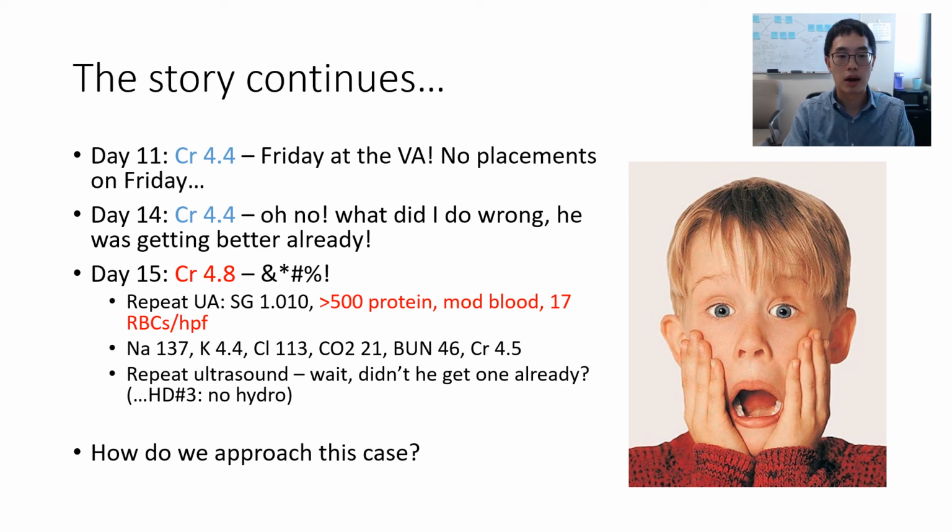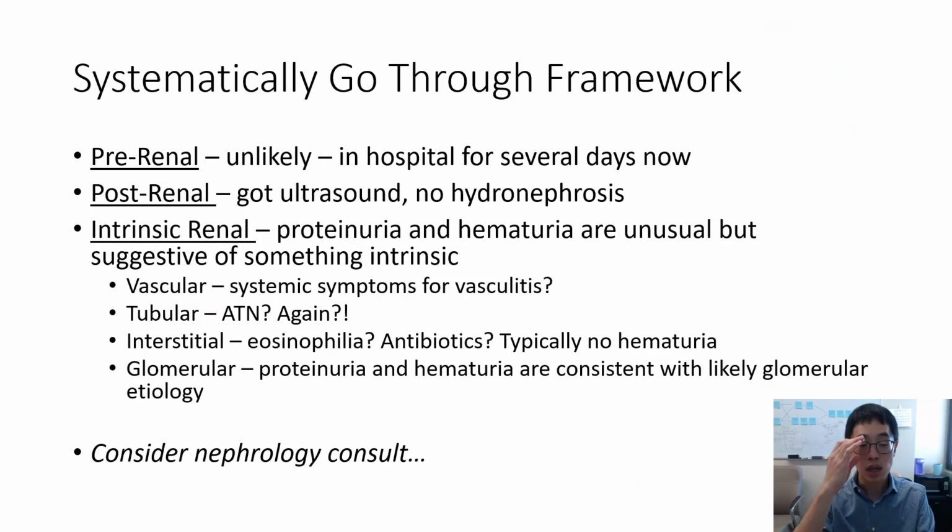Okay, now that we have an in-hospital acute kidney injury in this case, again, we systematically go through the framework that I talked about. We go through pre-renal etiologies, post-renal, and then intrinsic renal. Here in this case, pre-renal etiologies, especially for a patient that has been in the hospital for several days, are usually unlikely. Unless you're diuresing the patient aggressively, it's unlikely that patients develop a pre-renal etiology in the hospital, right? Now in post-renal, we got an ultrasound a long time ago.